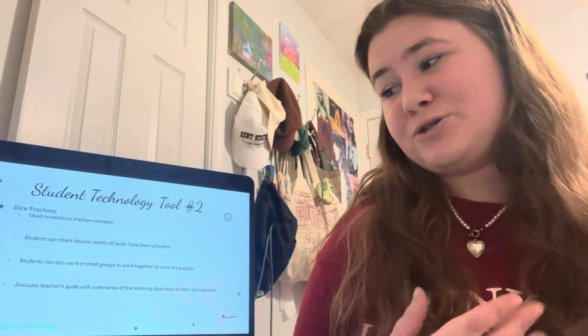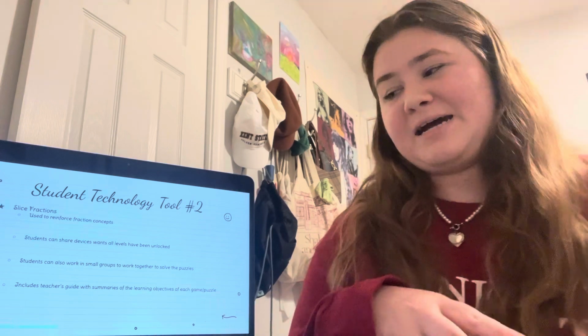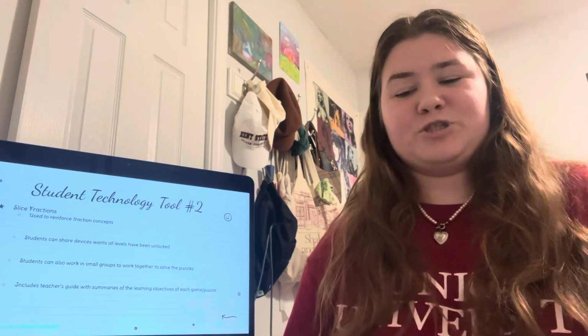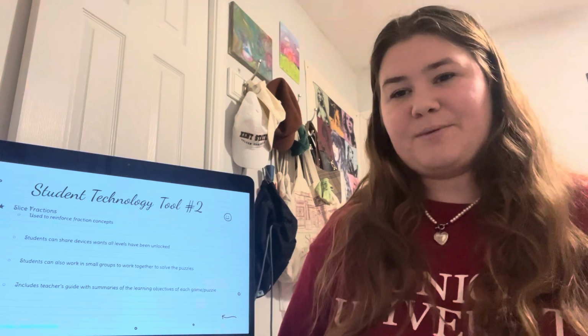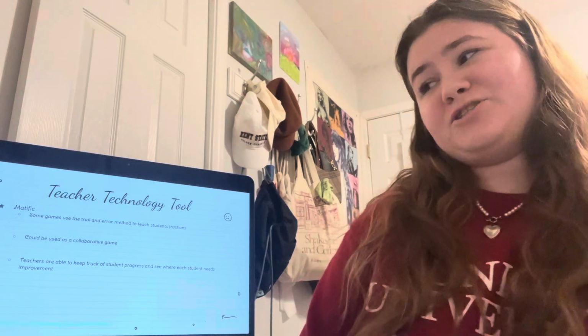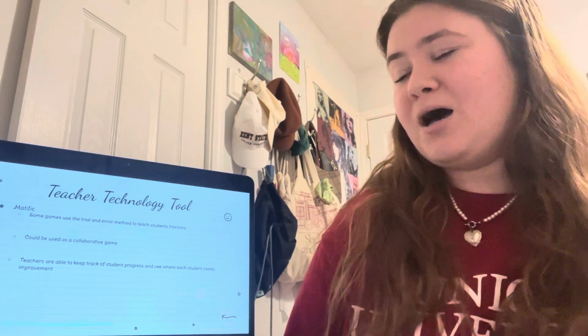And it includes a teacher's guide with summaries that has the learning objectives of each game, which is super helpful for teachers because then you know that the students are actually learning something and what they should know by the end of it. And my teacher technology tool is Matific.